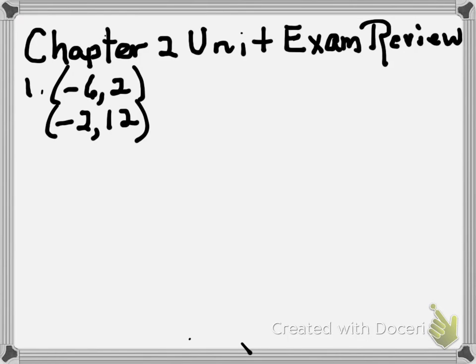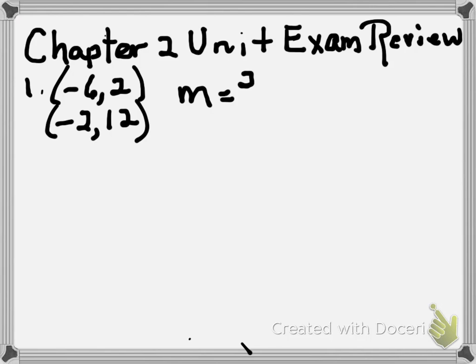Chapter 2, Unit Exam Review, Problem Number 1. Write the equation of the line passing through the points (-6, 2) and (-2, 12), and express your answer in slope-intercept form. So first we have the slope, which is the change in y in the numerator over the change in x in the denominator.